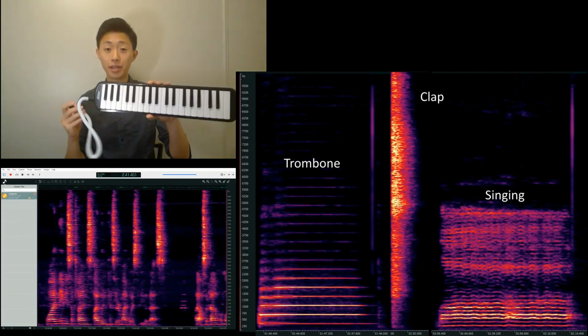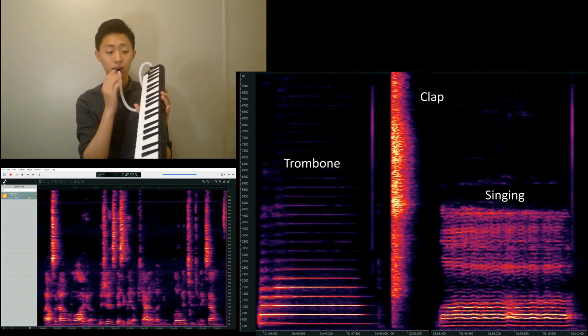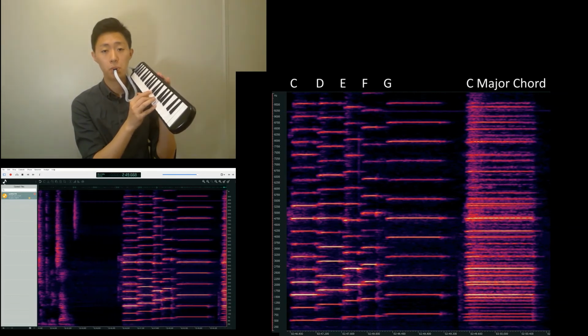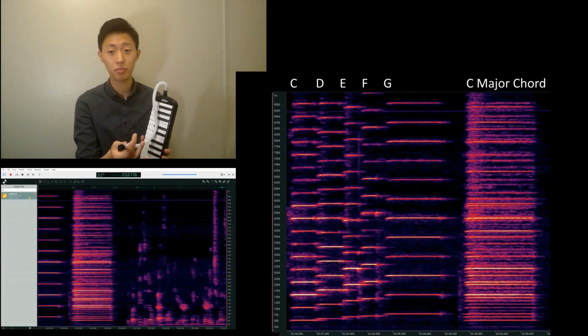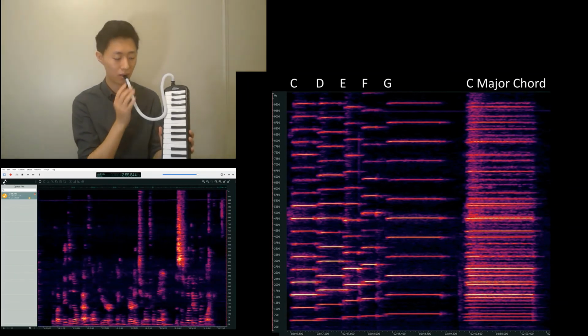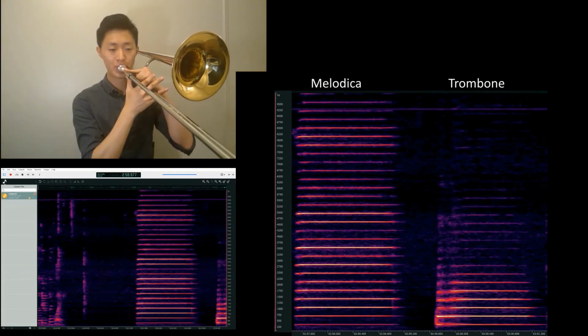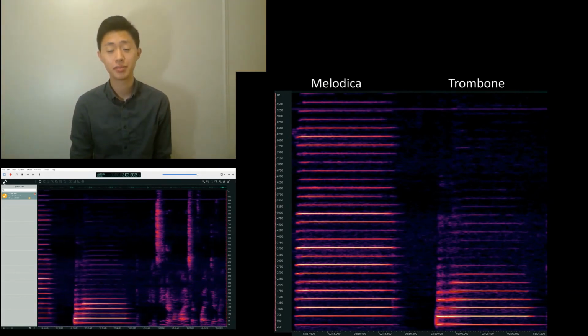I also have a melodica, which is basically a piano that you blow into to make sound. If I played the note F on here and compared it to my trombone, this is what they would look like. You can see their harmonics are quite different.